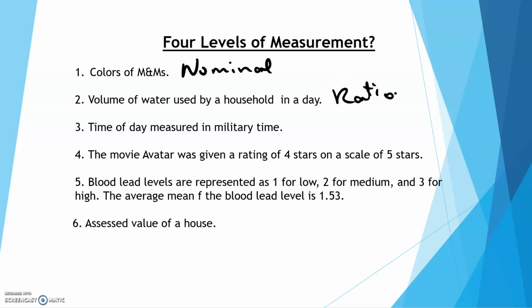Okay. The time of day measured in military time. Okay, so we'll say 0100 hours to 2400 hours, okay? So you can put those in order. The differences do mean something. If you're at 0, do you still have time? Well, yeah, you do. Okay, so some of the quantity is present at 0, so this would have to be interval.